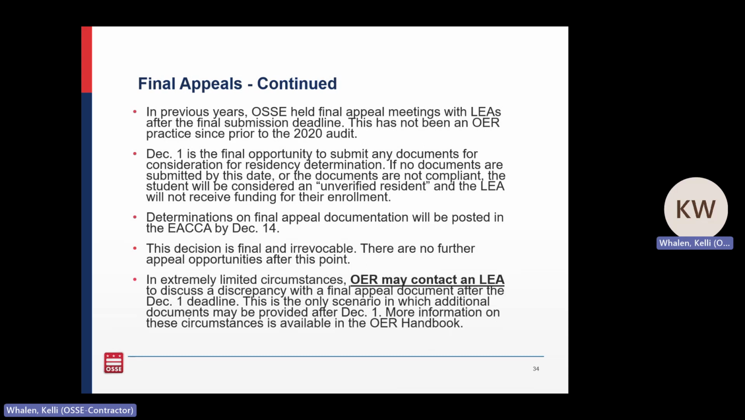In some extremely limited circumstances that we lay out in the handbook, OER may contact an LEA to discuss a discrepancy with the final appeal document. You can look at the handbook for more information on that. It is highly unusual and I think only happened once last year. So this is not a practice that is widespread. Occasionally there are some just unusual circumstances surrounding a document that we need to clarify before we can say yes or no during that final appeal phase.